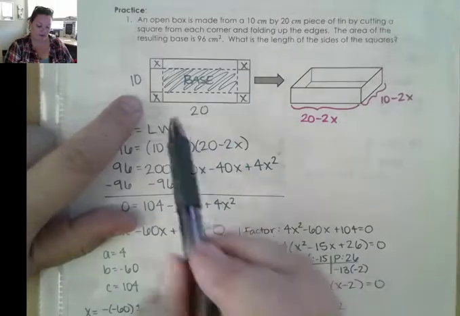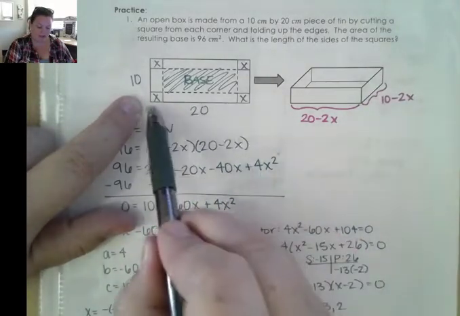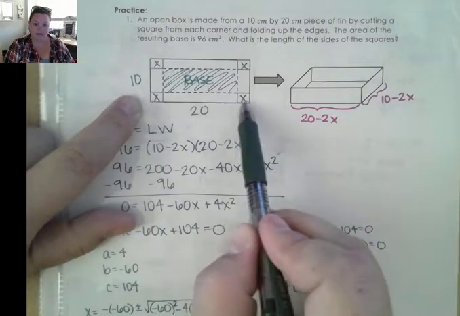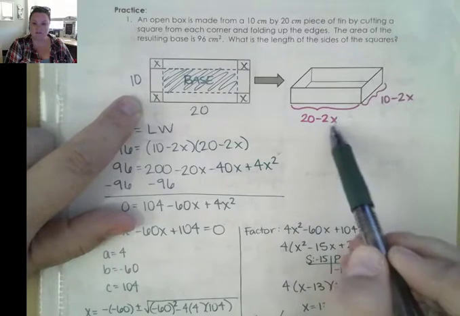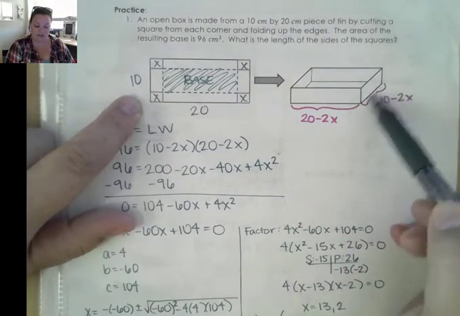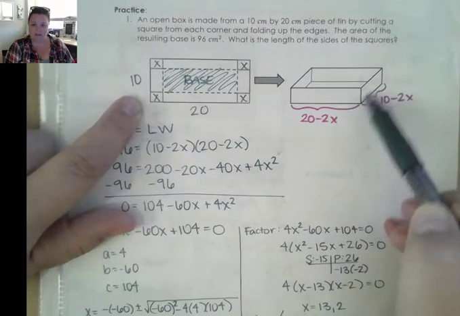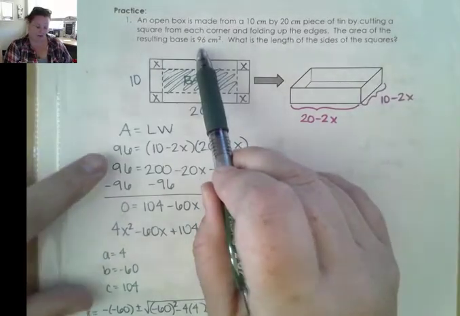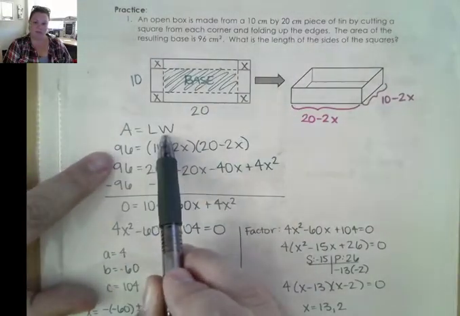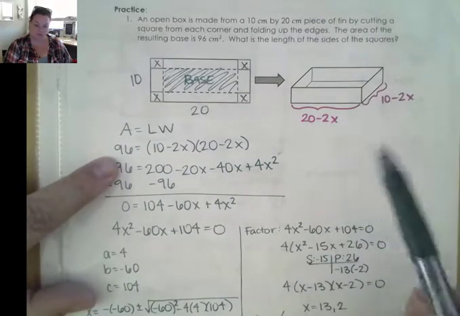Okay. Same thing with our width. If the width was 20 to start out with, and I'm cutting off a little x piece here and a little x piece here, now my width is going to be 20 minus the 2 little x pieces that I cut out. Okay. So now I know the length and the width of my box, and we know that the area of the base of my box is 96. So area equals length times width. So 96 is equal to my length times my width, right?